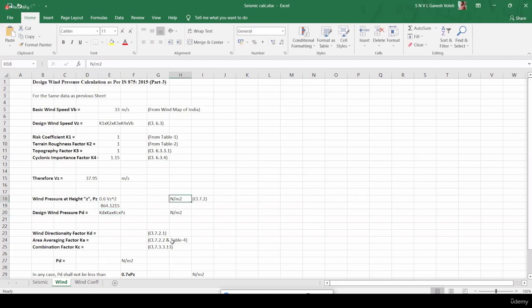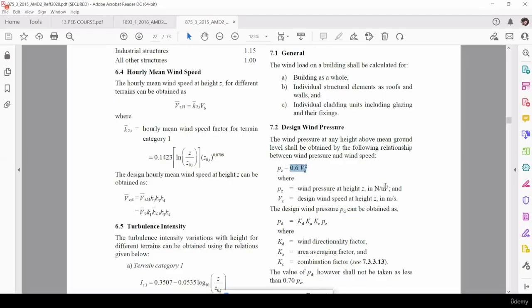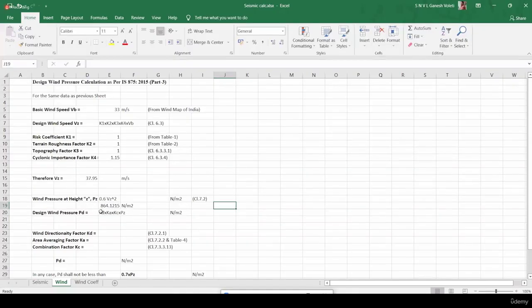So 864, the units of this one is Newton per meter square. You can also call it pascals, right? 1 pascal is equal to 1 Newton per meter square. So here you can observe the units of Pz are Newton per meter square. Wind pressure at height Z, at datum Z, is in Newton per meter square. We got 864.1215 Newton per meter square.